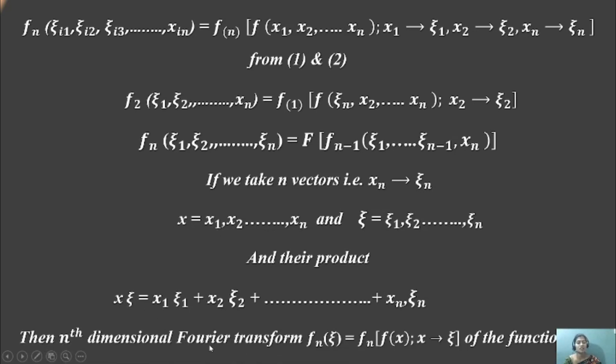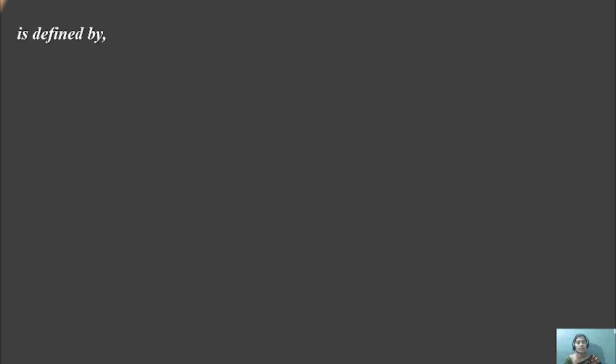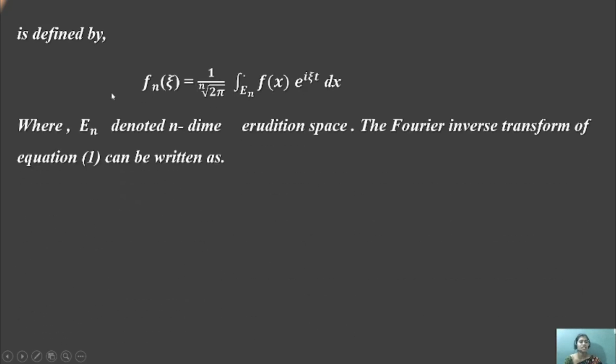Then the nth dimensional Fourier transform is generated as the function Fn of xi equals Fn of the function f, that is, f of x tends to xi under the Fourier transform. This is obtained by the definition of the form, that is, Fn of xi equals 1 upon the square root of (2 pi) to the n, integration over R^n of f(x) e to the power i xi x dx. This changes as a form when R^n denotes n times the Euclidean space. R^n is called the Euclidean space.